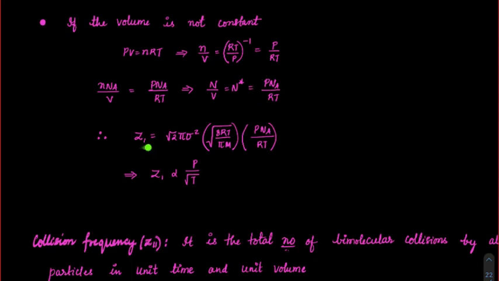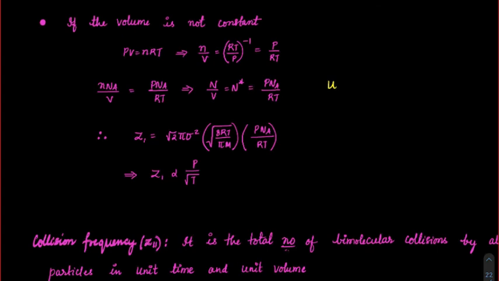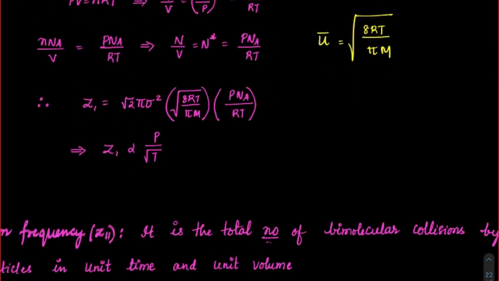So Z1 is equal to root 2 pi sigma square into u average. What is u average? It is nothing but the average speed, which is root of 8RT by pi m. So let me put that: root of 8RT by pi m into P into Na divided by RT. This is what we got.